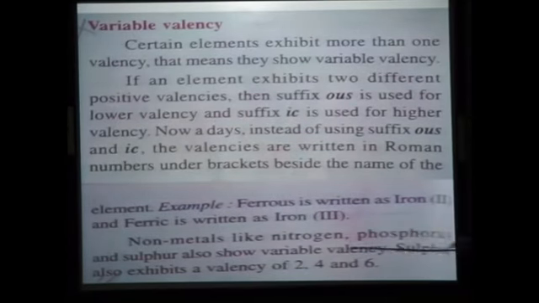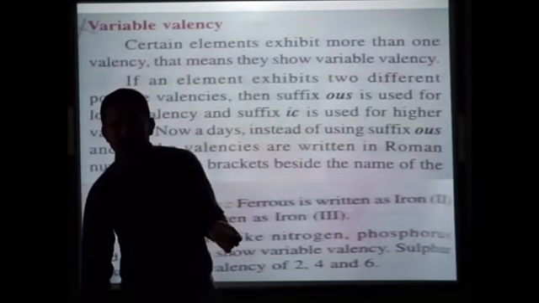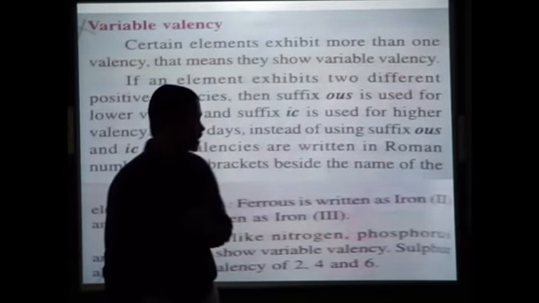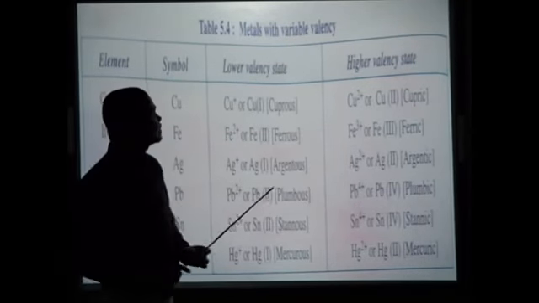Non-metals like nitrogen, phosphorus and sulfur also show variable valency. Sulfur exhibits valencies of 2, 4 and 6. So non-metals also show variable valency, but for non-metals we do not use these Roman numerals. Roman numerals are used especially for metals showing variable valency. So what is the valency of sulfur? It can be 2, 4 or 6. You can see some examples here.